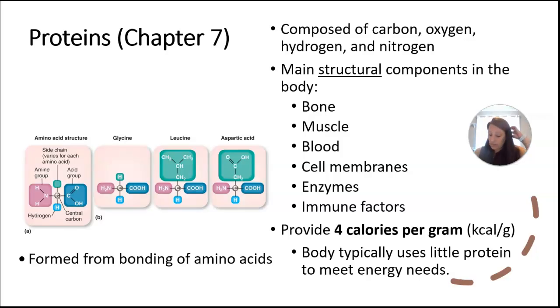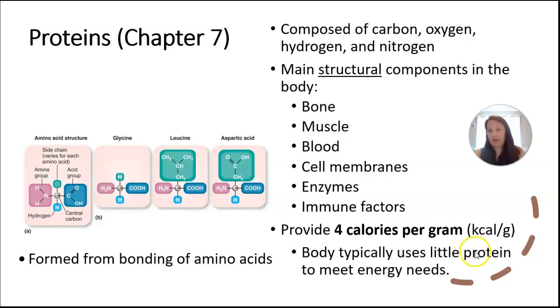Your body typically uses little protein to meet energy needs. However, protein can provide energy. And so how much? Just like carbohydrates, you want to make sure you know this number. Proteins provide 4 calories per gram. So carbohydrates, 4, proteins, 4, lipids, 9. Okay, those are really important numbers.